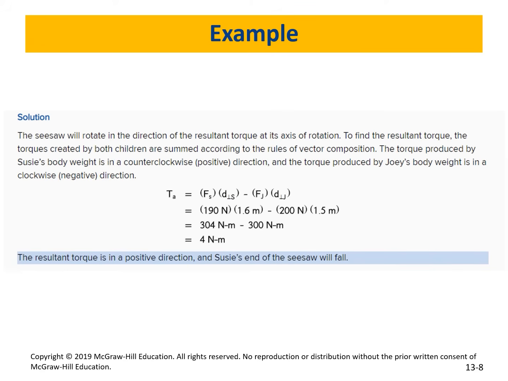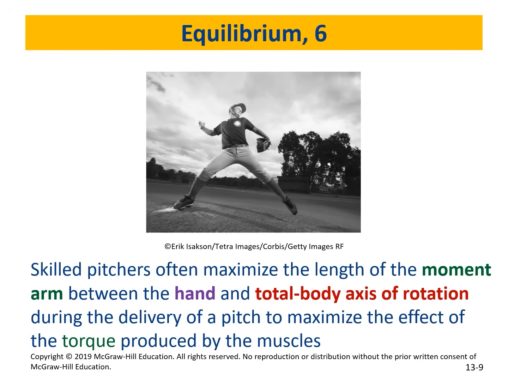Now, where is this also helpful for us in biomechanics, especially for athletes? The larger the moment arm, the larger the torque, correct? And again, torque is like a force. So skilled pitchers often maximize the length of the moment arm, the human body configuration between the hand and the total body axis of rotation, during the delivery of a pitch to maximize the effect of the torque produced by the muscles. Does that make sense? That's why when you look at people who play sports, you see them go as far as possible from their body, the axis of rotation, just to maximize that. Make sense? So that's from a biomechanics point of view.